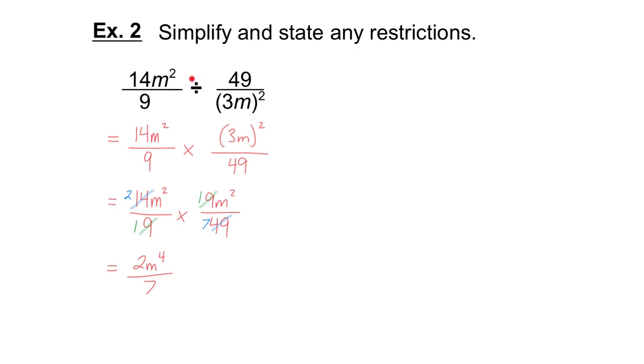Here we are. Remember, dividing by a fraction is multiplying by the reciprocal. We don't actually have a variable in the denominator, which means we're not going to have any restrictions.